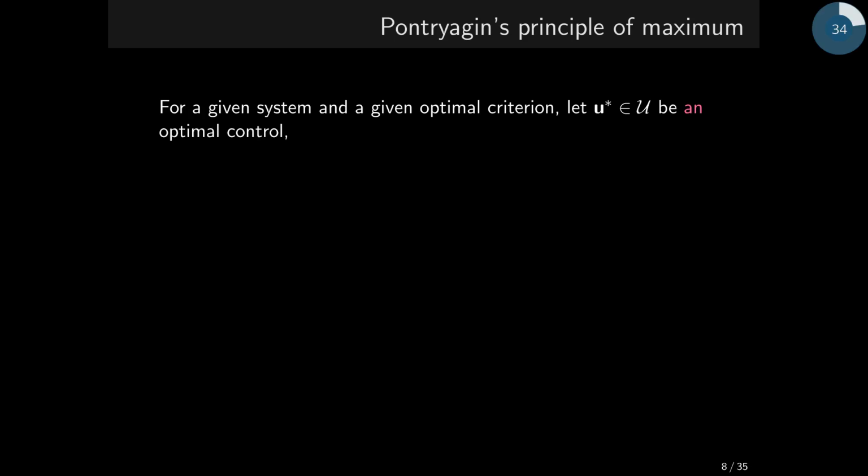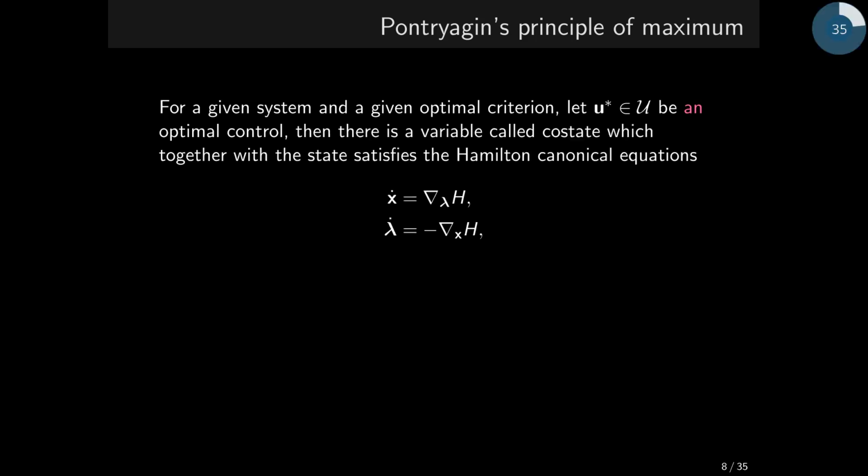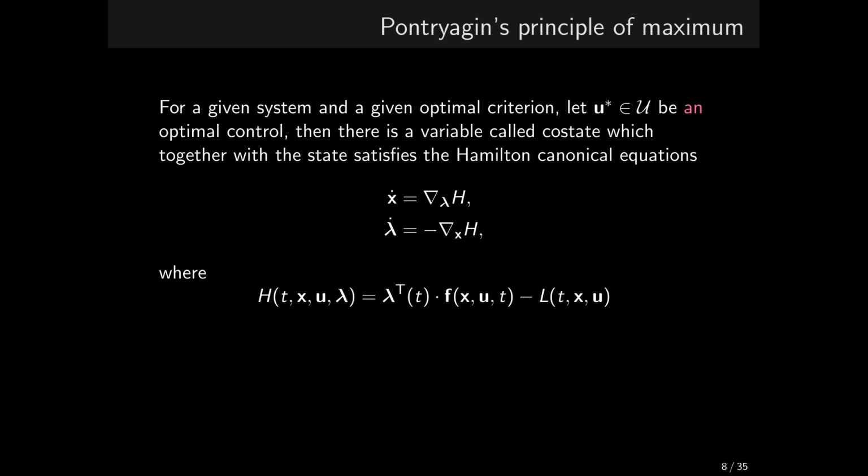Let's now state the Pontryagin principle formally. For a given system and a given criterion, let u star be an optimal control. I'm saying an optimal control because it does not have to be unique. Then there is a variable called costate, we label it lambda, which together with the state x satisfies the Hamilton canonical equations, with the Hamiltonian given as lambda times f minus L. And then the Hamiltonian is maximized with respect to u, with u coming from some set labeled capital calligraphic U.